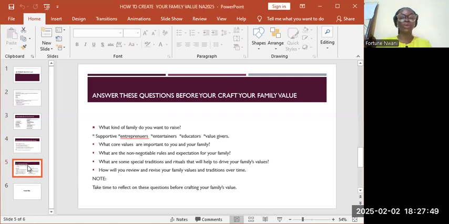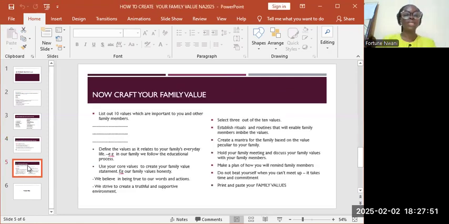So let's move on. Now, we want to look at crafting your family's values. Okay, so what are some of the things you should do? List out 10 values which are important to you and other family members. What 10 values are important to you? List them out. Please get your intentional parenting notes and list them out.